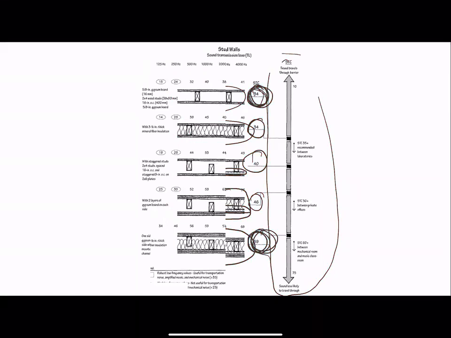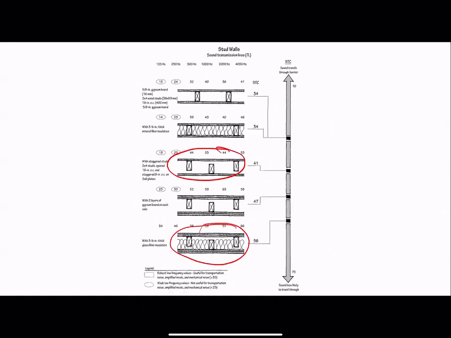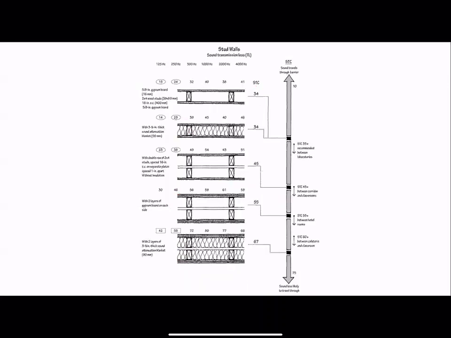Likewise, we can do better and better as we use staggered studs, and as we insulate the staggered studs and put more gypsum board on both sides, we can get up to 56 from our baseline of 34. Likewise, if we have double studs, now we're talking.